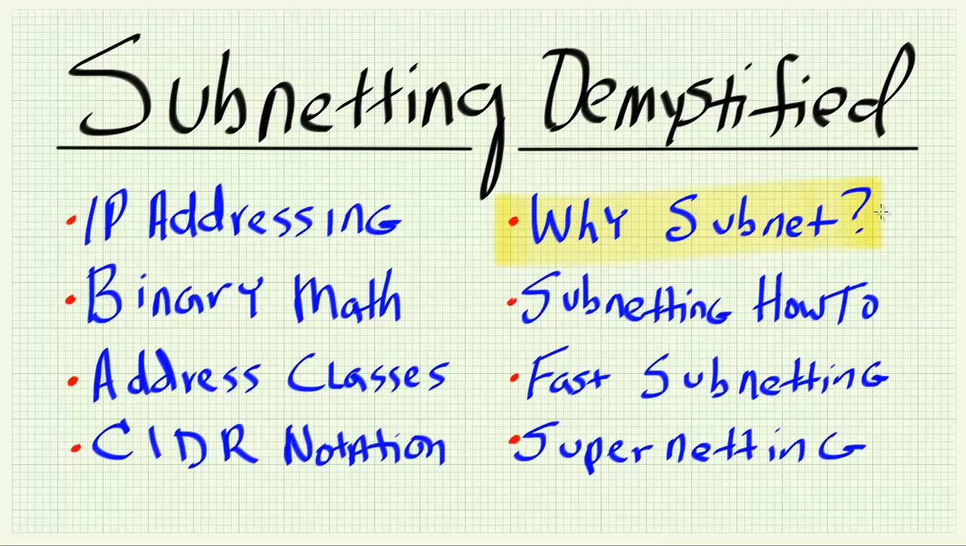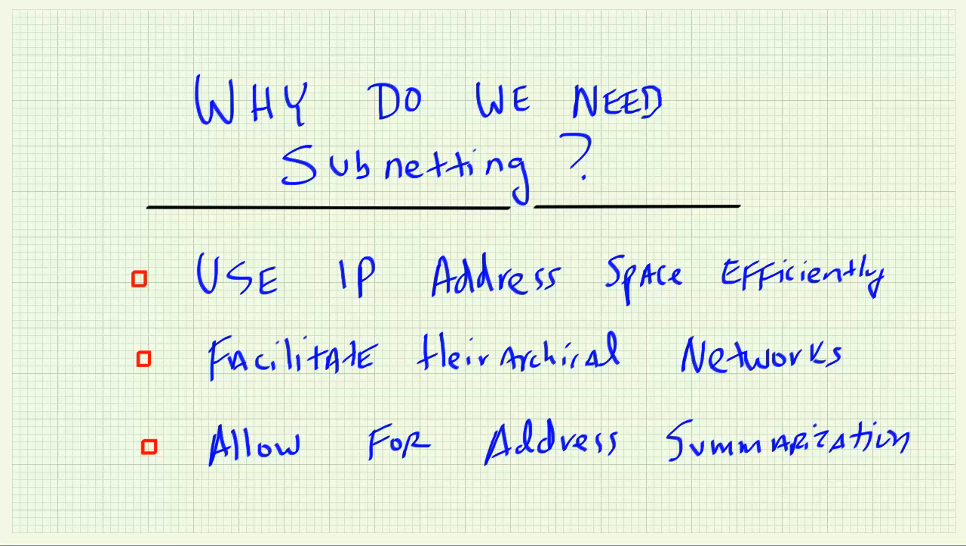Why do we subnet? There are a number of reasons why subnetting is important, and I've listed the big 3 here. The first of which is to be able to use the IP address space efficiently. Now we'll talk about exactly what does that mean. Also, we're going to talk a little bit about something called hierarchical networks, and we'll also talk a little bit about address summarization in a later presentation. But if someone were to ask you why do you need to be able to do subnetting, these are 3 of the major reasons. And the most major of these 3 is this idea of using the address space efficiently. We're going to go through some examples of exactly what does that mean.